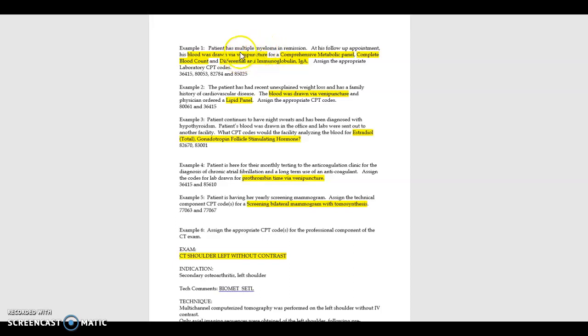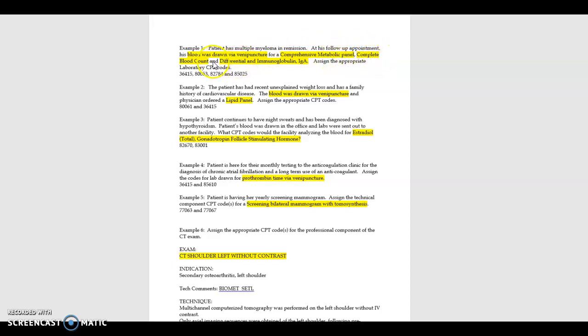So venipuncture is your first one. We know from the lecture that we have to have a code for the blood draw, and in this instance, it would be the venipuncture. Then you would look up routine, because this is a routine part of a lab exam. And then comprehensive metabolic panel. In this instance, you're going to pick the panel to look up.